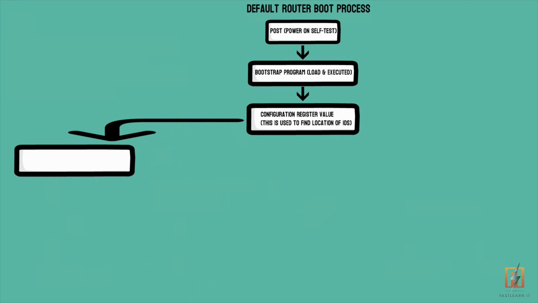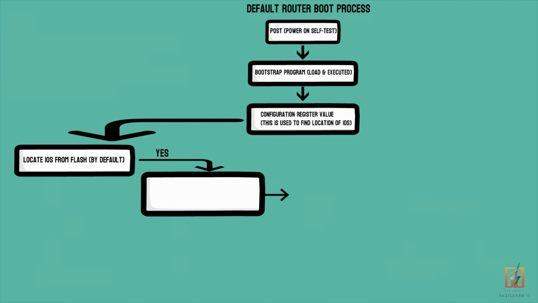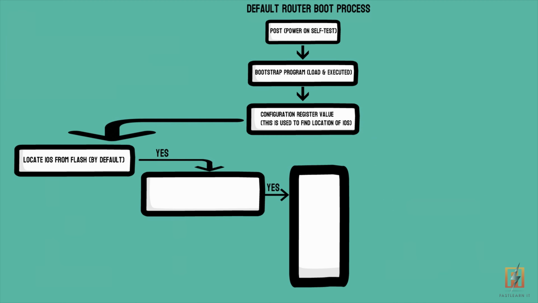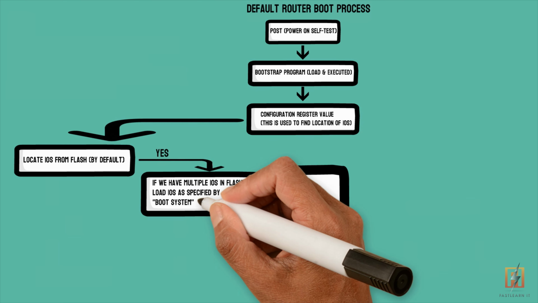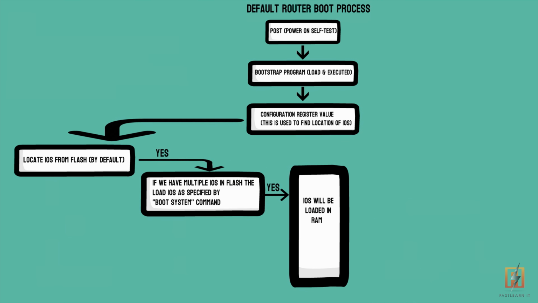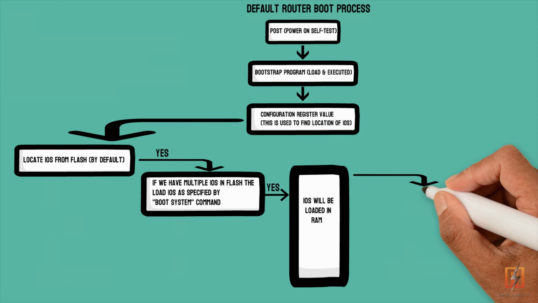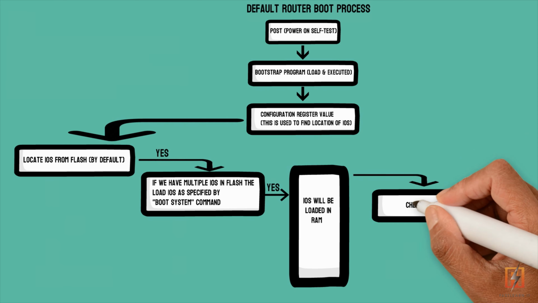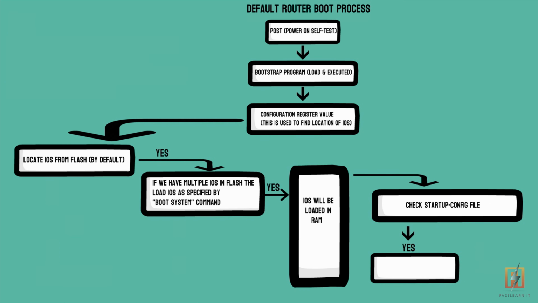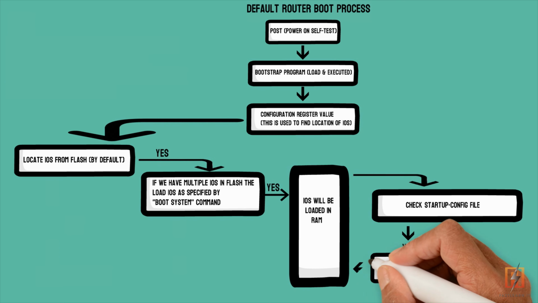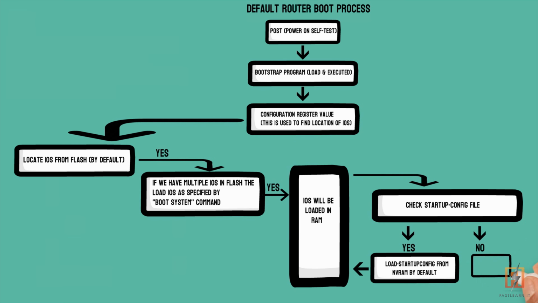And you know, if the configuration register value is 0x2102, which is the default, then the bootstrap program is instructed to look for an IOS from flash, and if it is found, then the IOS will be decompressed and loaded from flash to RAM. In case you have multiple IOS images in flash memory, then the bootstrap program will select the IOS preferred by the boot system command and load it into RAM. Once the IOS is loaded from flash to RAM, then the IOS will look for the configuration file from NVRAM. If the configuration file is found, then it will be loaded from NVRAM to RAM. If the configuration file is not found, then the router will end up in setup mode.